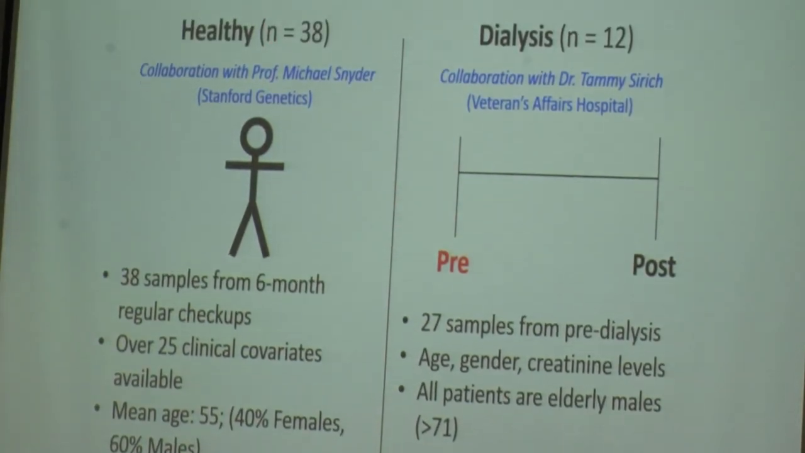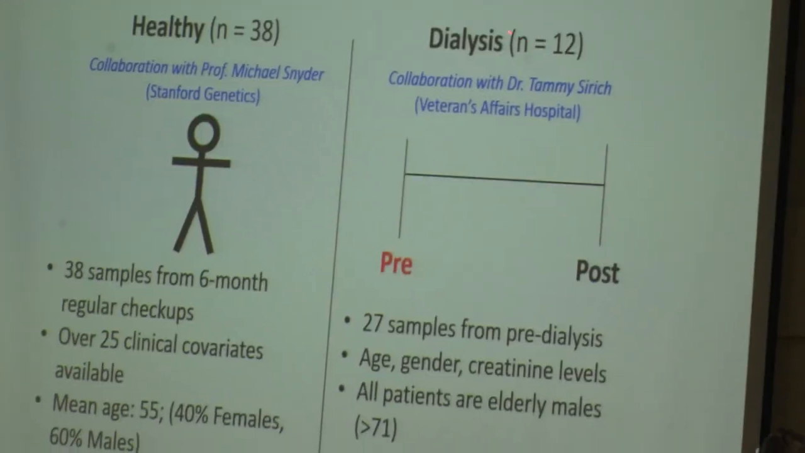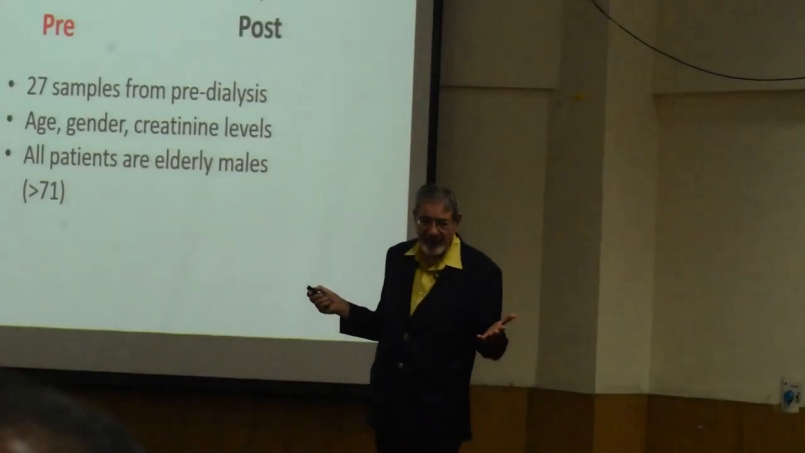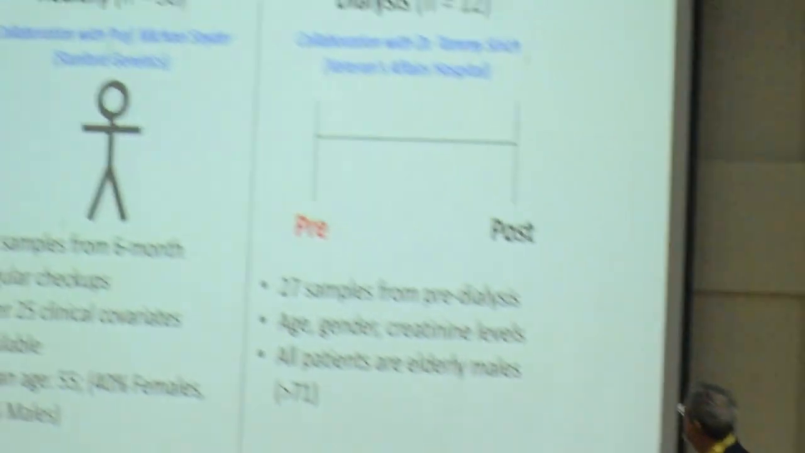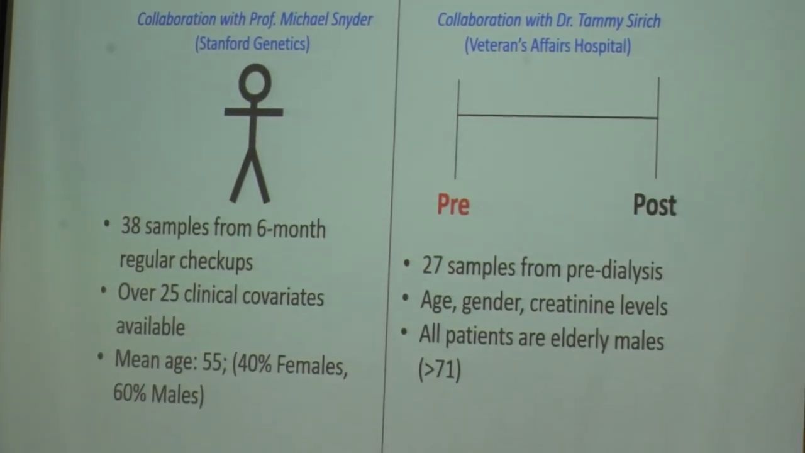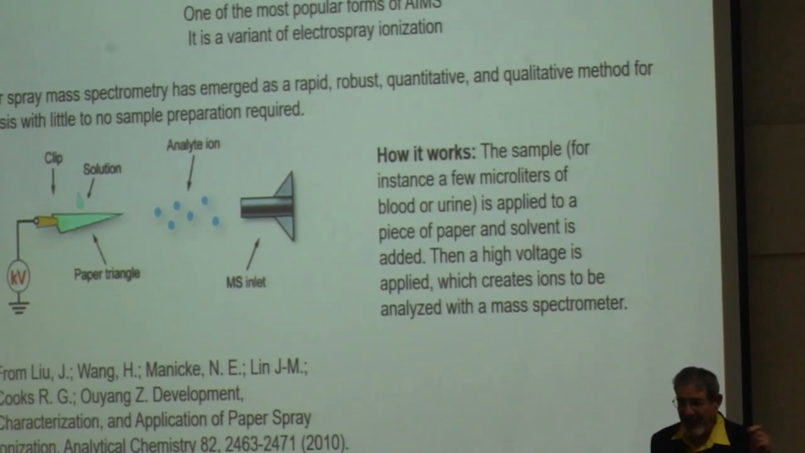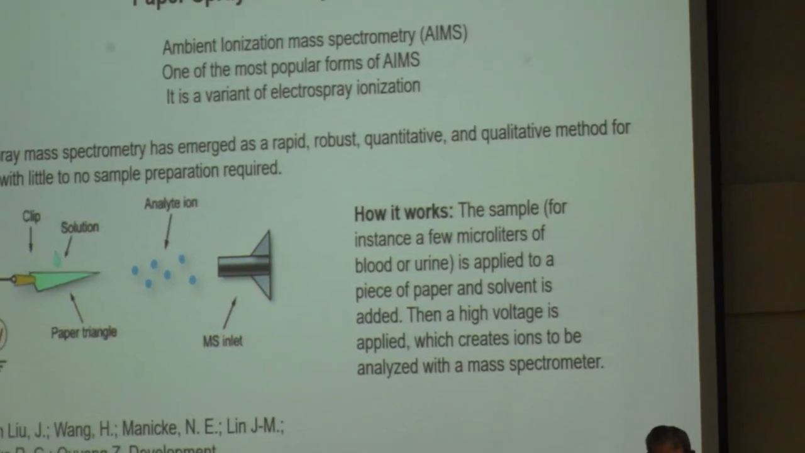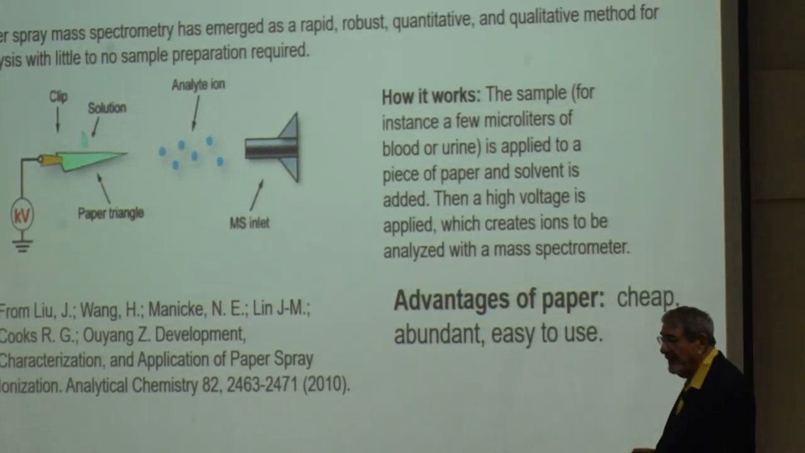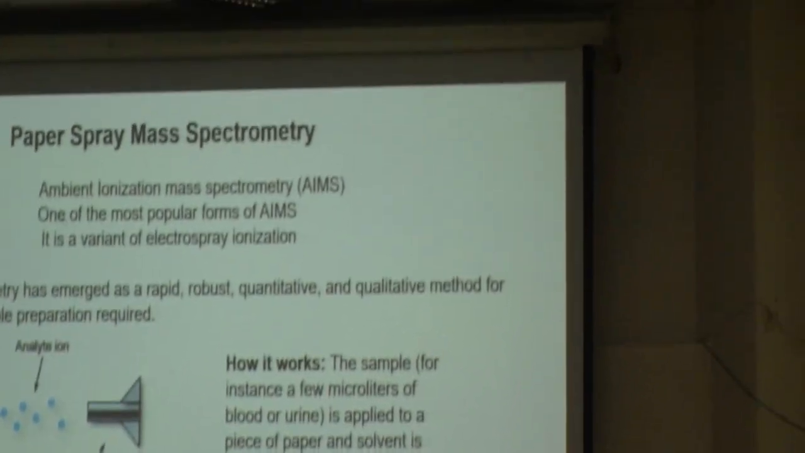And here we are, sample summary. 38 people were healthy, 12, you know, on dialysis. I wish I had bigger numbers here, but this is what we've collected, okay? These are people with checkups on other diseases, pre and post. So this could be a way of doing chemical analysis of what's in the droplet, okay? And now let me tell you the obvious advantage. Paper is cheap, it's abundant, and it's easy to use.